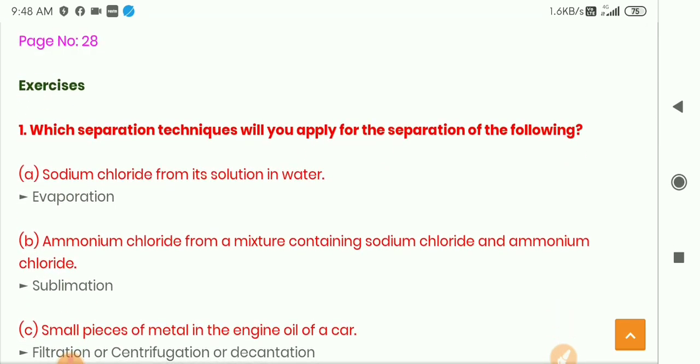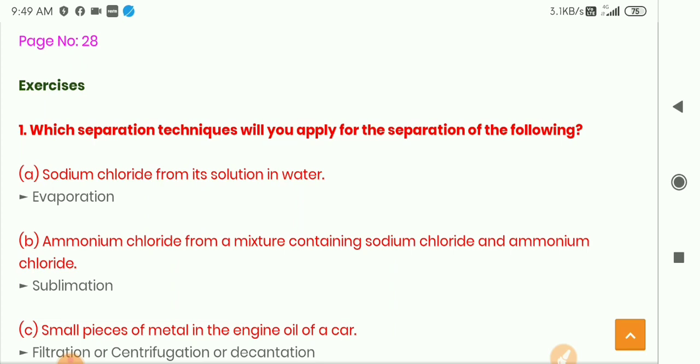Now page number 28 has certain questions. Which separation techniques will you apply for the separation of the following? Sodium chloride from its solution in water. Now sodium chloride, NaCl, is dissolved in the water and you want to separate it. So evaporation. The same technique is used for making salt from the sea, the oceans.